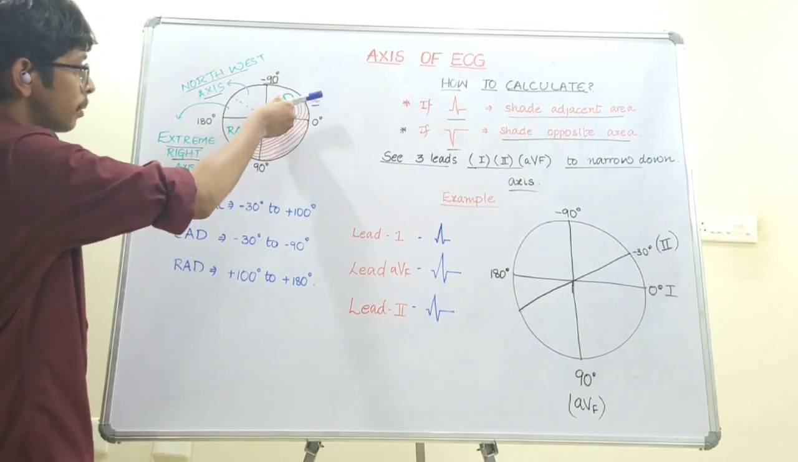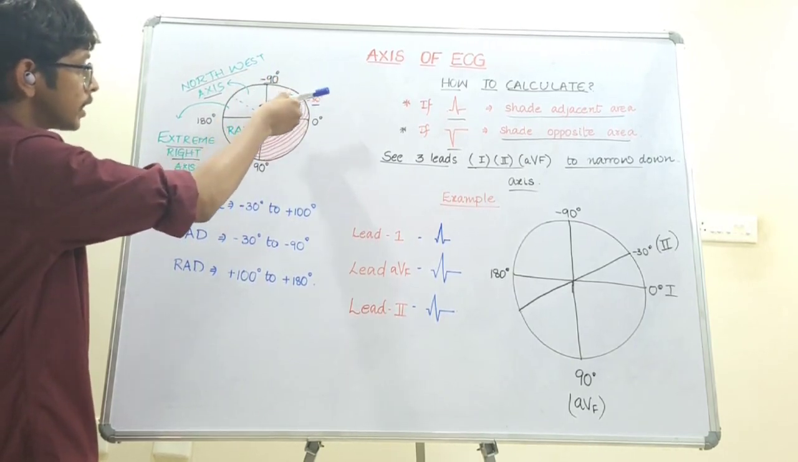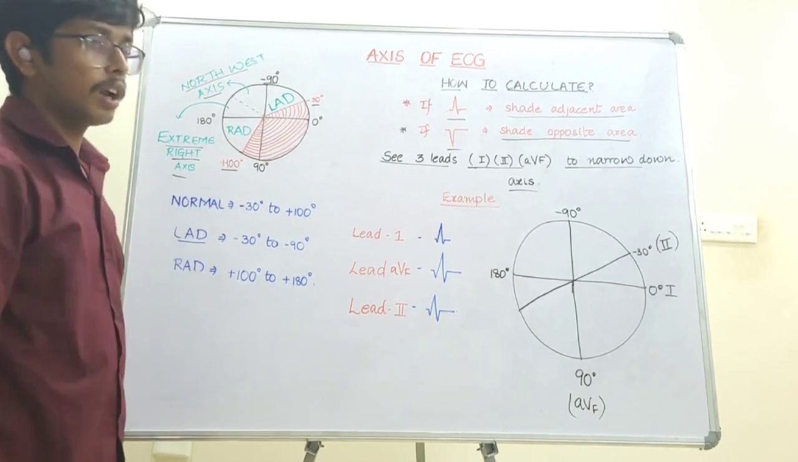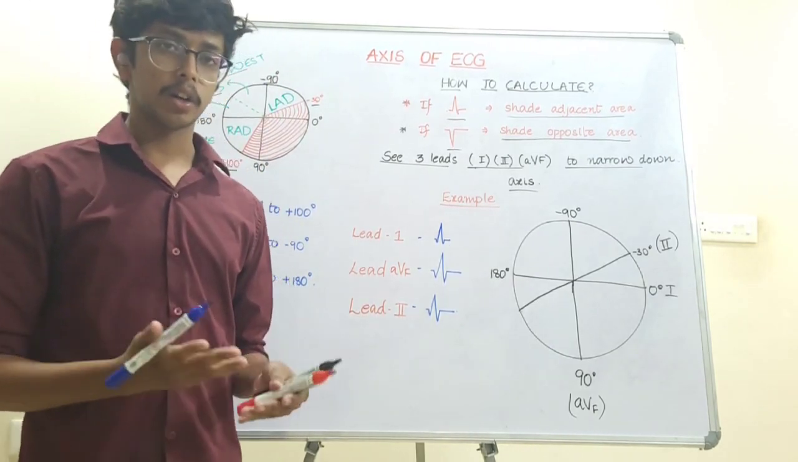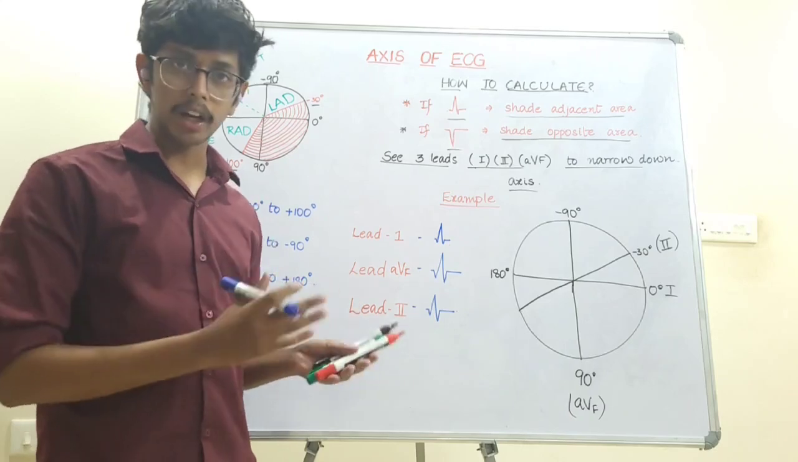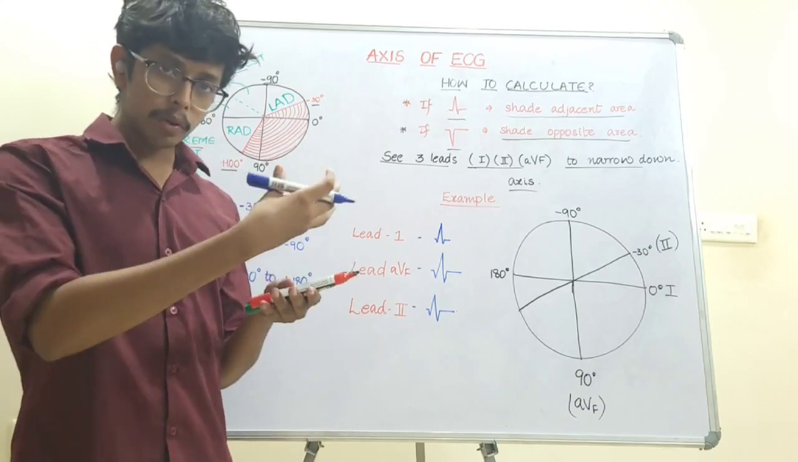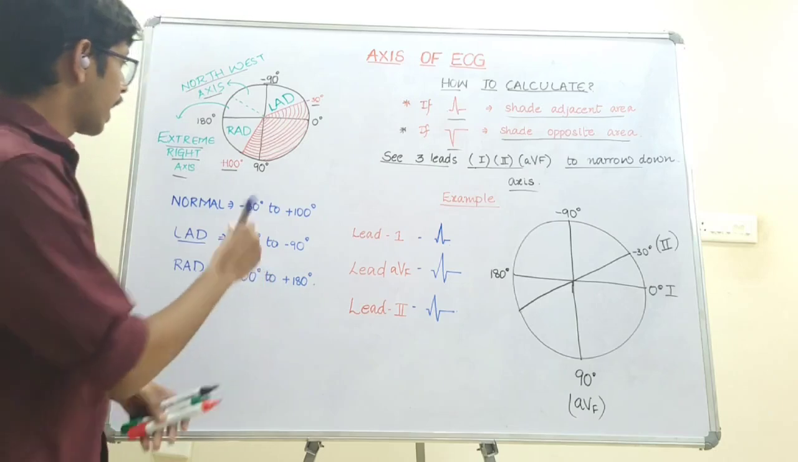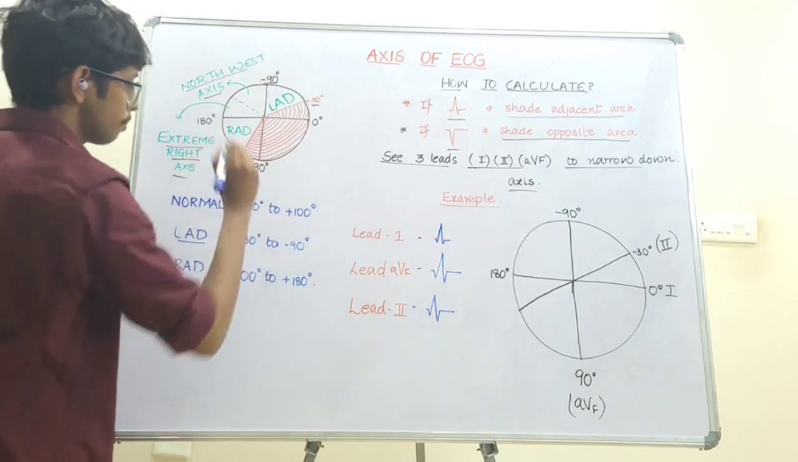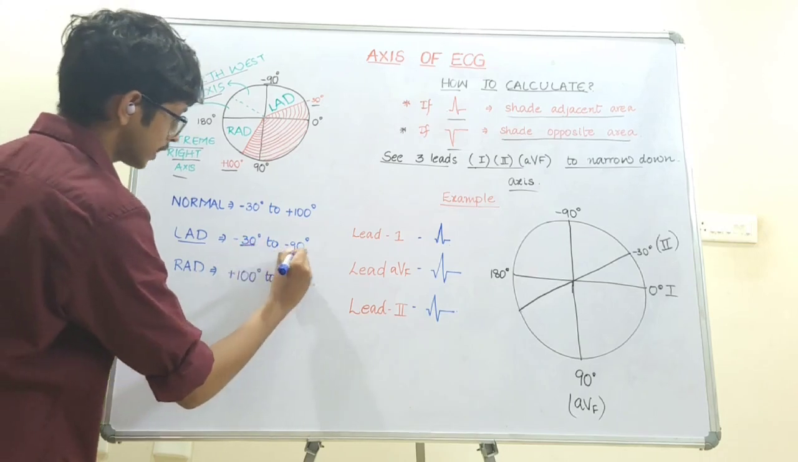If the axis is between minus 30 to minus 90, it is deviated to the left side, or it is called left axis deviation. Why is the axis deviated to the left? If the left ventricle is hypertrophied or if the right ventricle is thinner, then the net current will be passing towards the left side, right? So the axis will be left axis deviated, that is between minus 30 to minus 90 degrees.